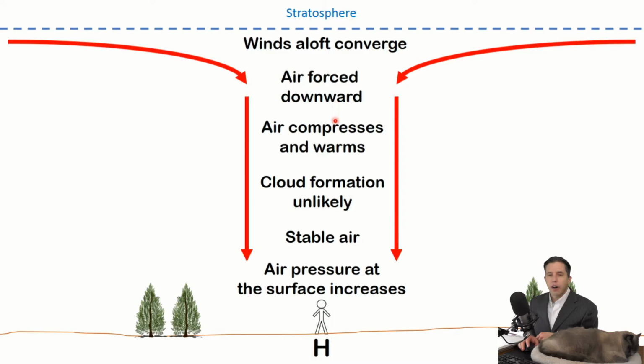Well, when you force air to go down, it compresses, and when you compress air, it warms. What happens when you have a column of compressing, warming air? That air is very difficult to form clouds in. Remember, for clouds, we want air to rise, and this air is sinking. It's going the wrong way, and it's getting warmer, and we need air to get cooler. So cloud formation is very unlikely, and if you remember from the convection lecture, we talked about stable and unstable air. This makes stable air. So when these winds aloft converge, all these things happen, and you as a person on the ground notice that the air pressure has increased.